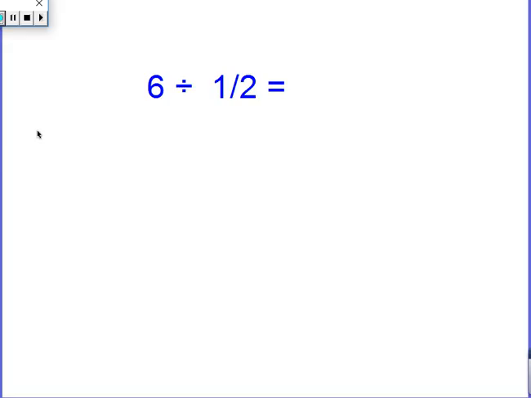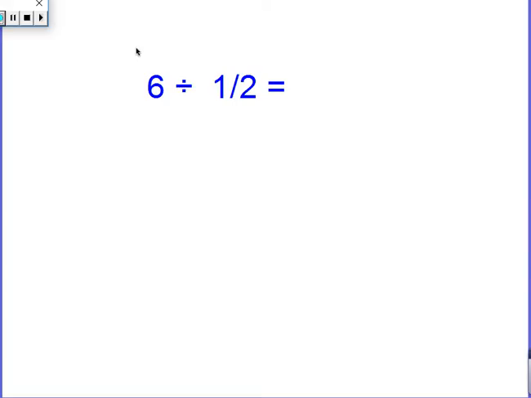So let's look at this problem. 6 divided by 1/2. I want you to stop the tape and talk to your partner about what you think the answer is and why. Once you've talked about it, come back and let's see if you came up with the same thing I did.